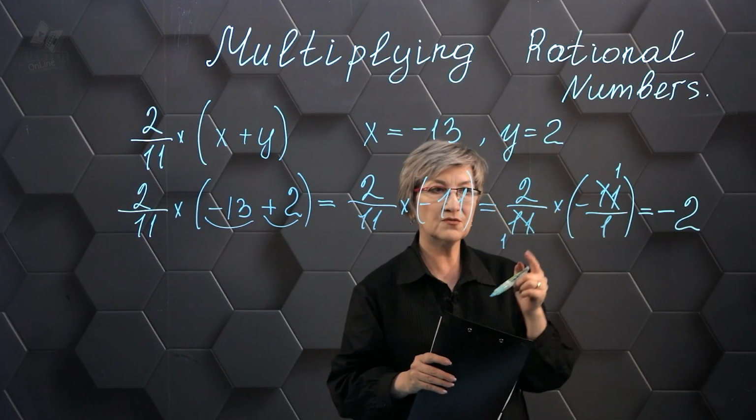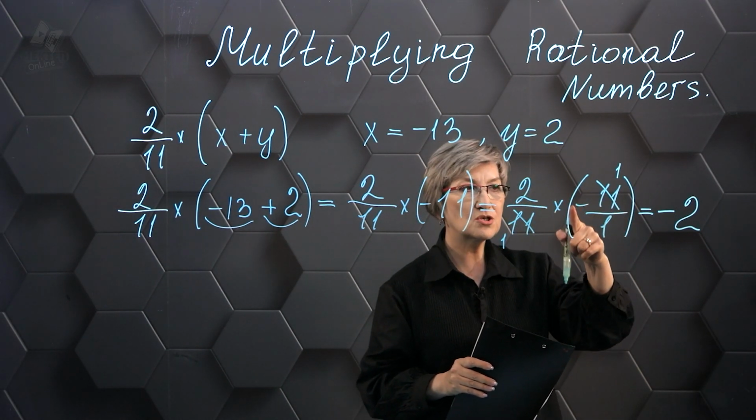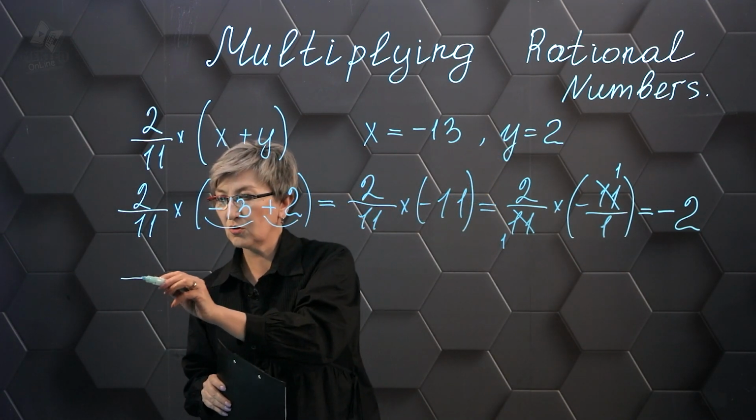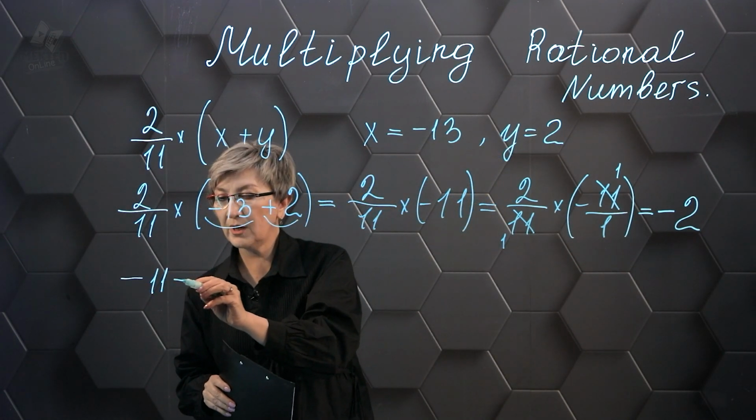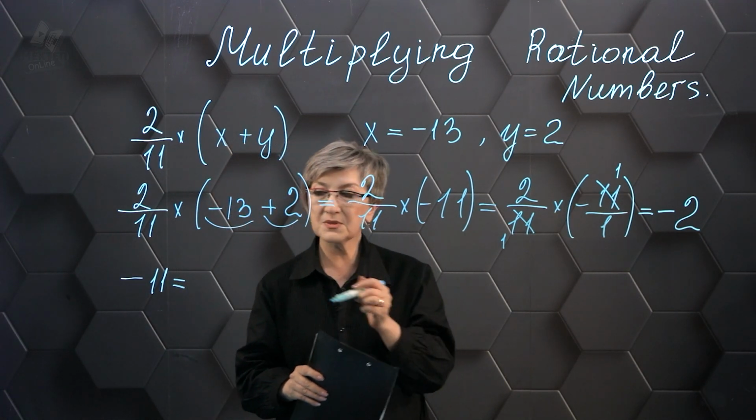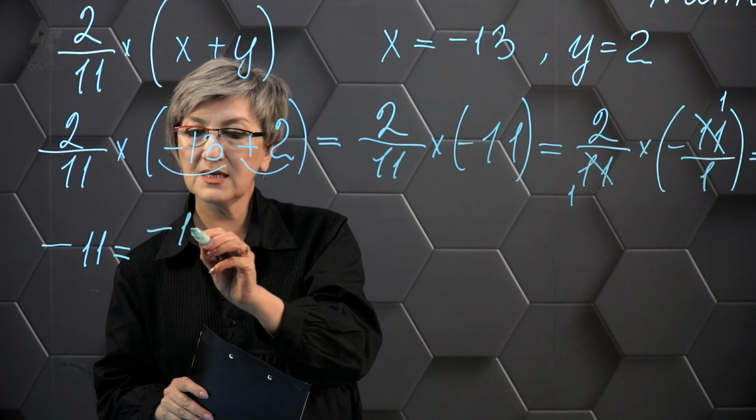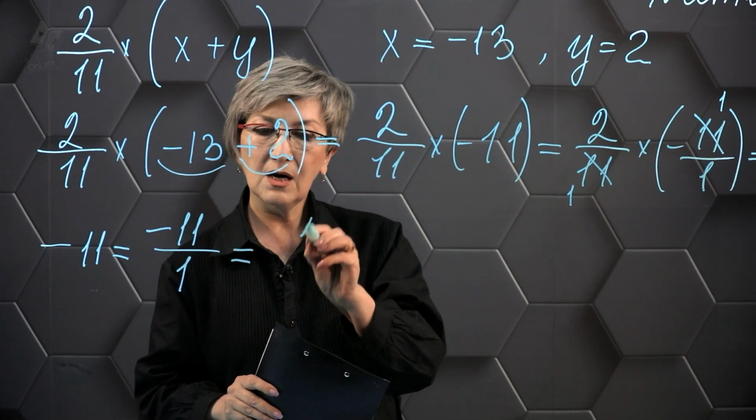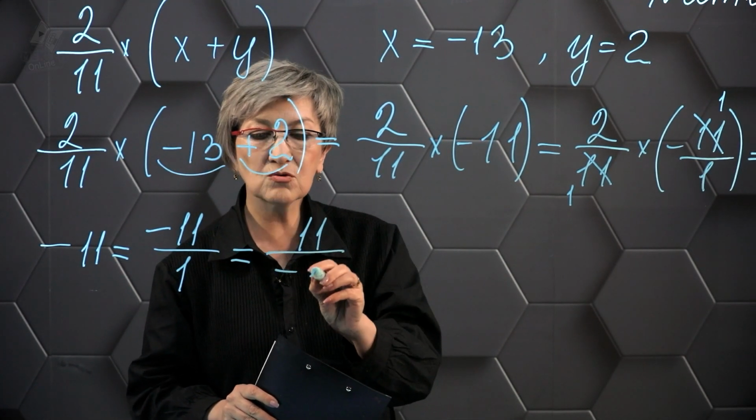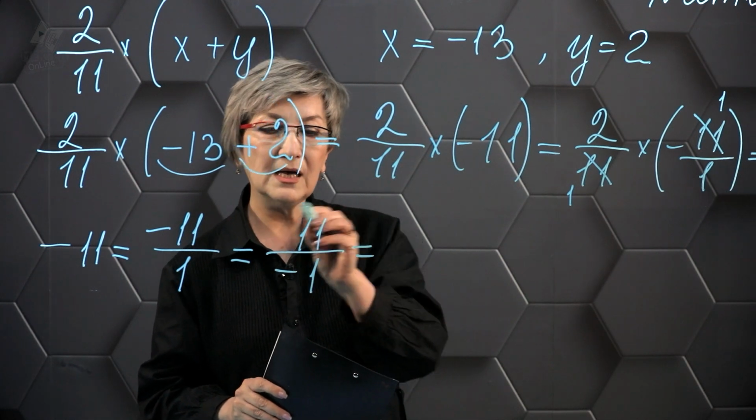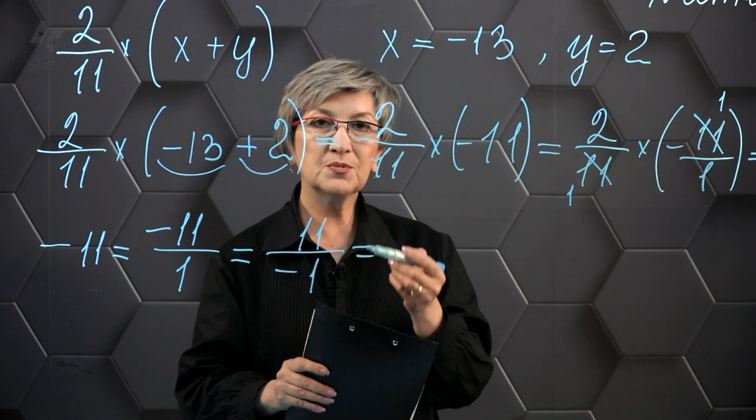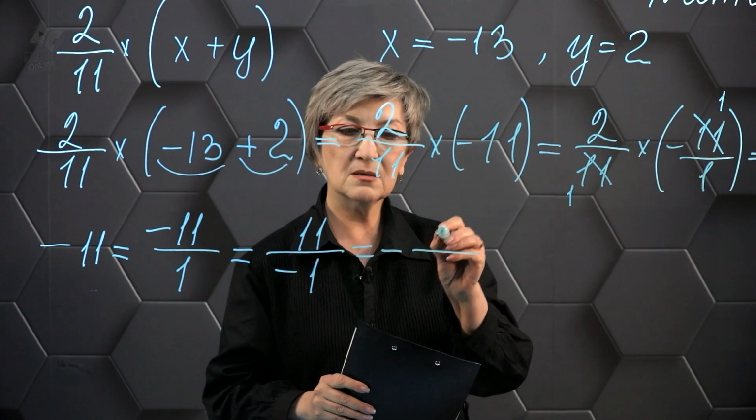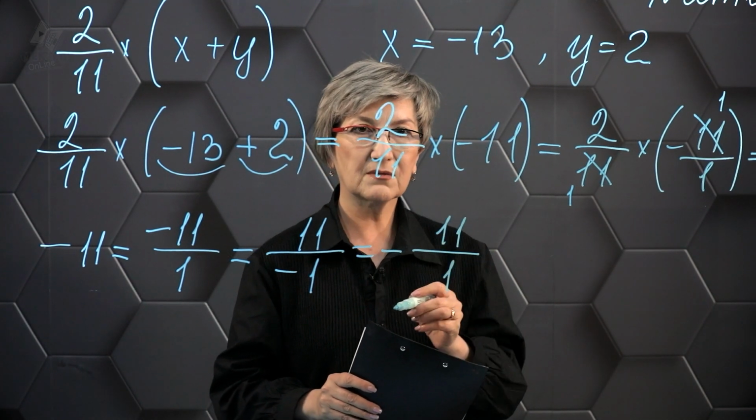I want to draw your attention to the number minus 11 over 1. If I have a number minus 11, I can write that number as minus 11 over 1, or as the number 11 over minus 1. But the same fraction can be written in the following form: minus, followed by the fraction 11 over 1.